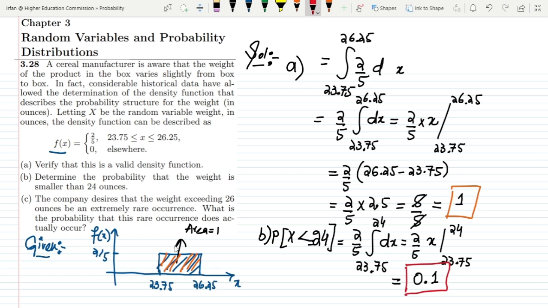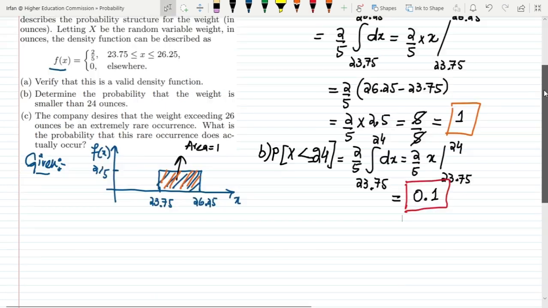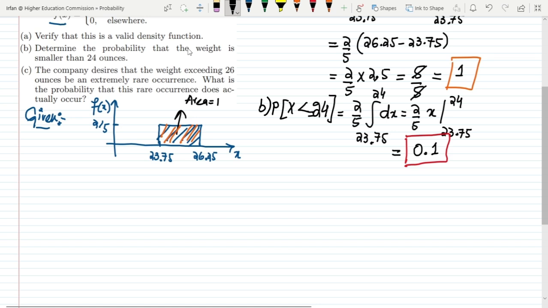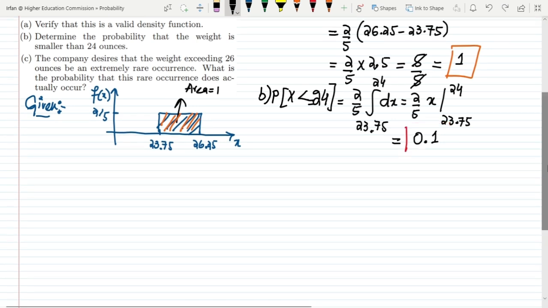Okay, so let me move down and see what part C is. In part C, we have to see that the company desires that the weight exceeding 26 ounces be an extremely rare occurrence. What is the probability that this rare occurrence does actually occur? What we have to do in this case: the lower range is 26, and higher than this would be 26.25, and exceeding from 26 up to 26.25 is a very rare case.